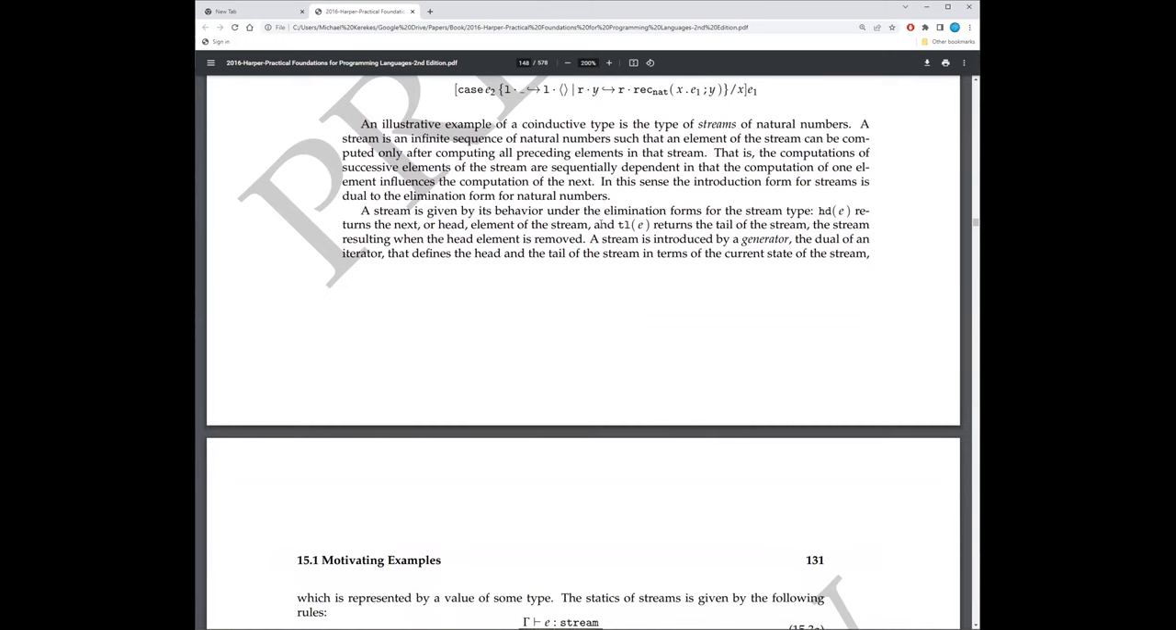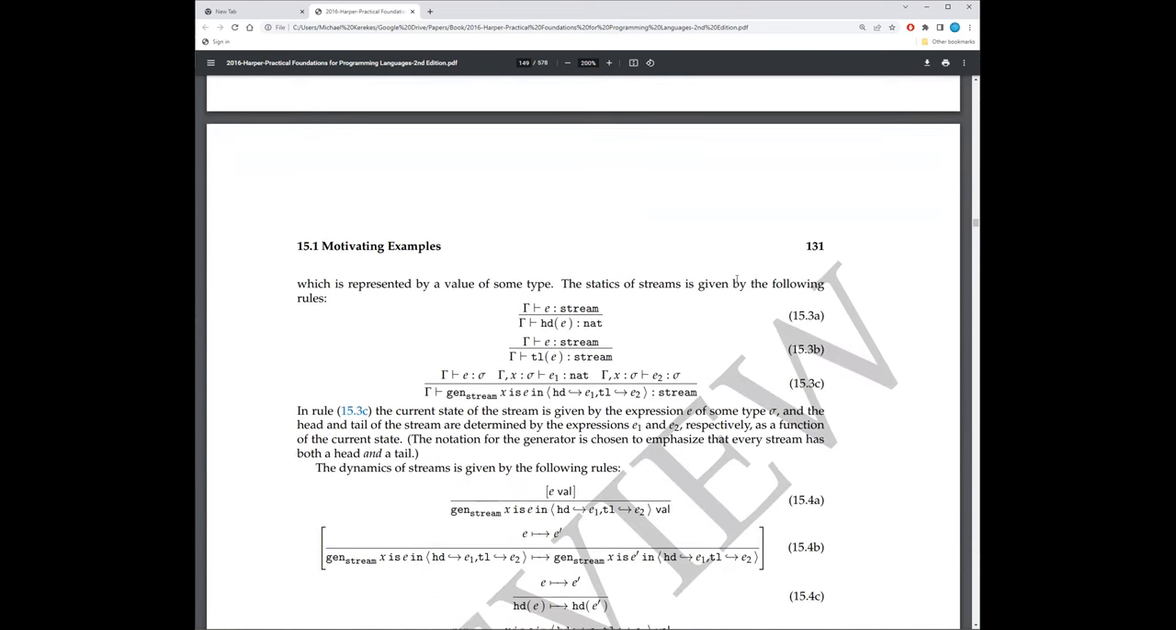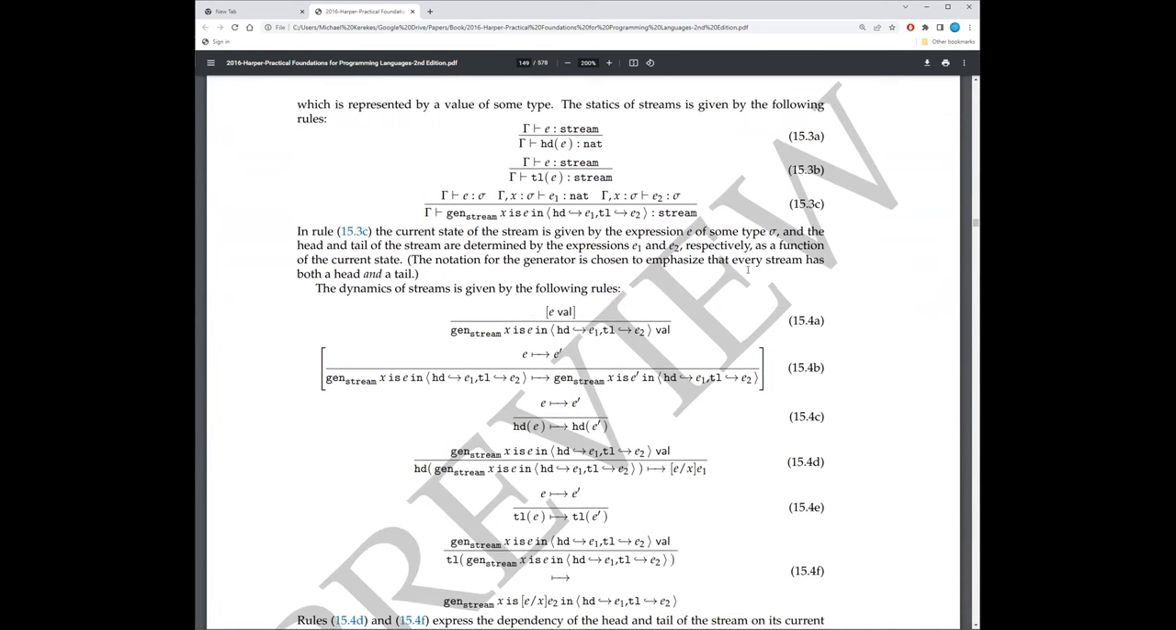A stream is given by its behavior under the elimination forms for the stream type, head and tail, which we'll talk about differently later. The stream is introduced by a generator, a dual of an iterator, that defines the head and the tail of the stream in terms of the current state of the stream. Okay, so this is just the types. I don't know if there's anything interesting in there.